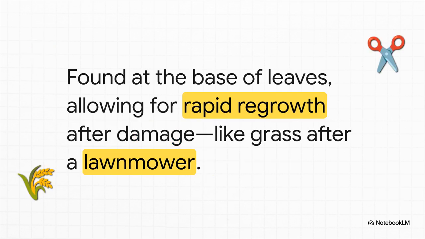And this next one, this is where plants just get brilliantly clever. The intercalary meristem is found at the base of leaves, especially in things like grass. Now, why is that so smart? Well, if a cow comes along and eats the top of the grass, or you come along with a lawnmower, the growth doesn't happen from the tip that just got chopped off. Nope, it happens from the base, which lets the grass regrow super fast. It's a direct evolutionary answer to being eaten. How cool is that?